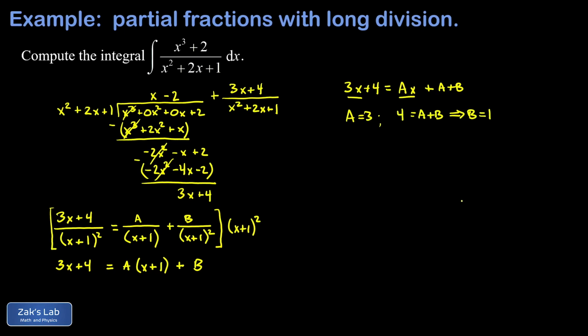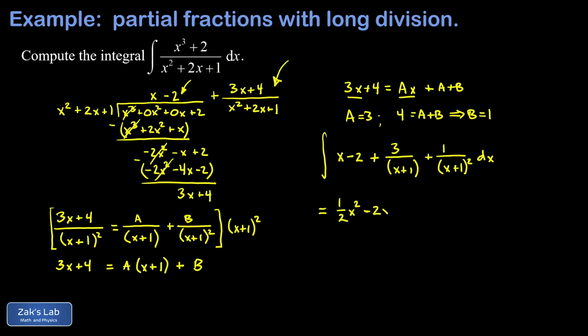So now that we found a and b, we can replace this rational expression part in the remainder with our partial fractions decomposition. Don't forget to keep the x minus 2 out in front, so let's rewrite the integral. And now each of these pieces can be integrated with a simple guess. So I have, applying the power rule to the x, 1/2 x squared. The negative 2 integrates to negative 2x. The 3 over x plus 1, that's a natural log type of antiderivative. The 3 is a spectator here, and I have the natural log of the absolute value of x plus 1.